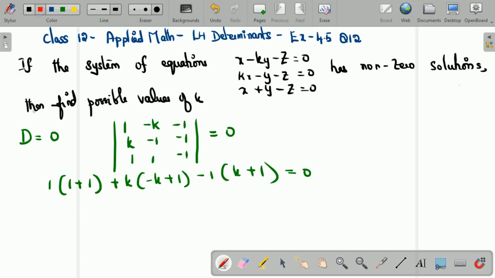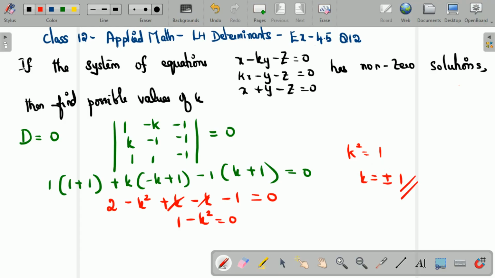Now let's simplify. So this is 2 into 1 is 2. This is minus k into k, so minus k squared, and this is plus k, another minus k minus 1 is equal to 0. So plus k and minus k will vanish. So 1 minus k squared is equal to 0, or k squared is equal to 1, which means k can take possible values of plus 1 and minus 1. So the possible values of k here are plus and minus 1.